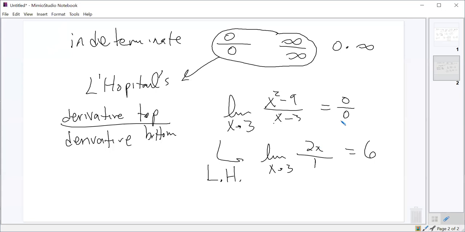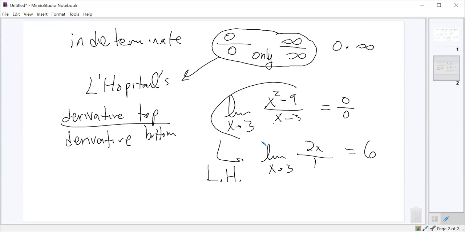Please do not try to use L'Hopital's rule for anything other than these two forms, right? Only for these two forms. If you try to use L'Hopital's rule for just any regular old limit that's not 0 over 0 or infinity over infinity, you will get the wrong answer. It has to be indeterminate.